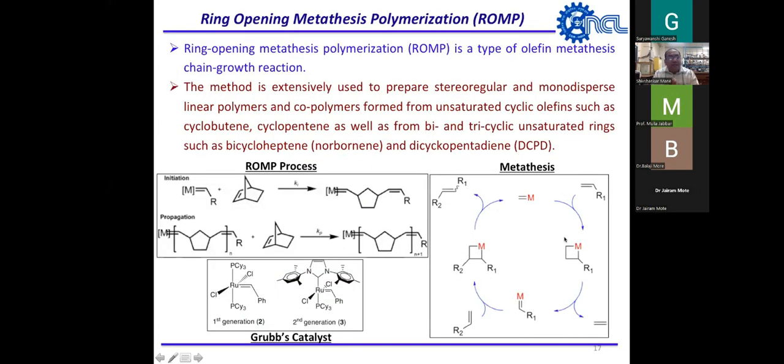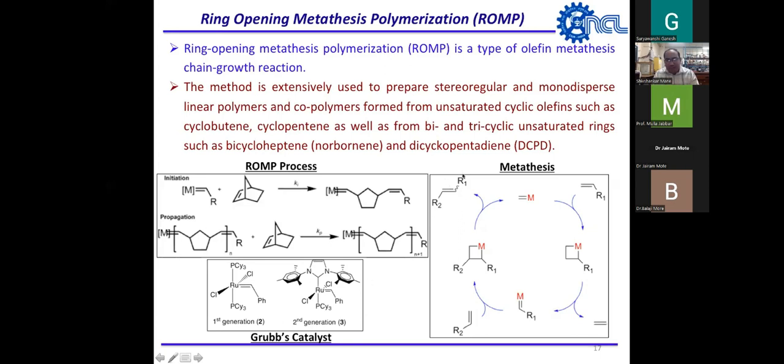And another one is ring opening metathesis polymerization. So it's a kind of metathesis chain growth reaction. Professor Robert Grubbs invented this chemistry of metathesis, and for this contribution he received a Nobel Prize for inventing the Grubbs catalyst generation 1 and 2. So what is the metathesis process? It's like changing of the dance partners.